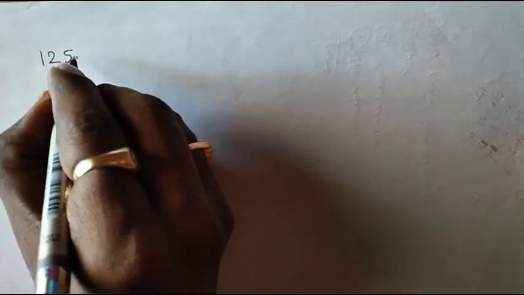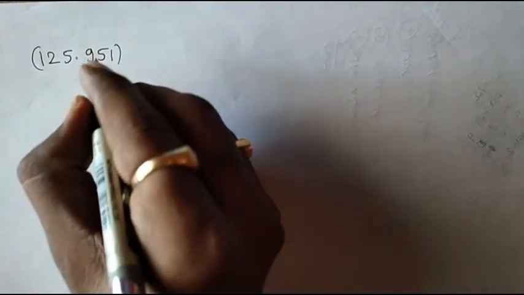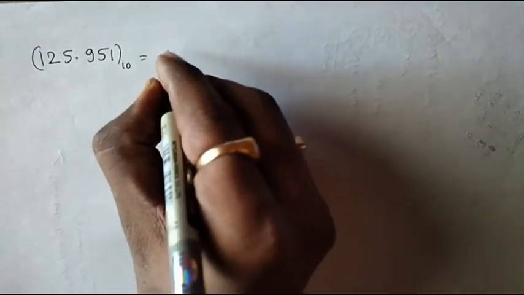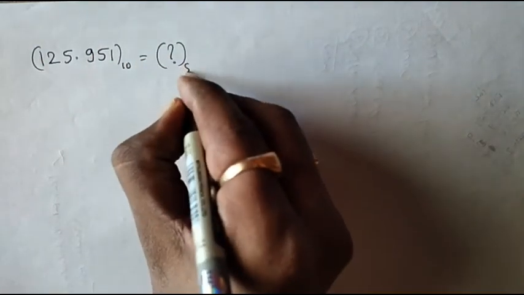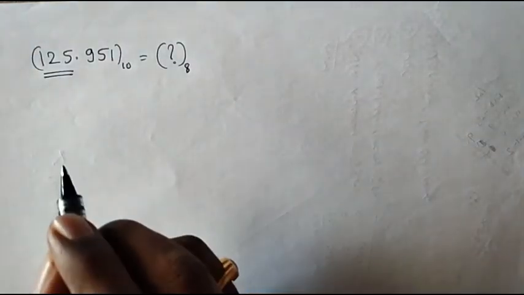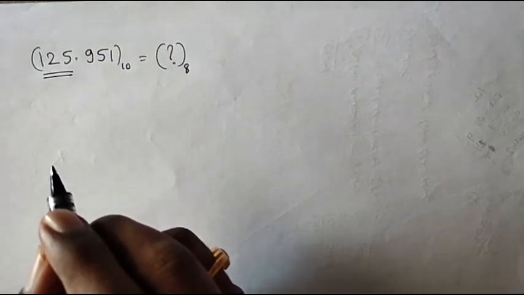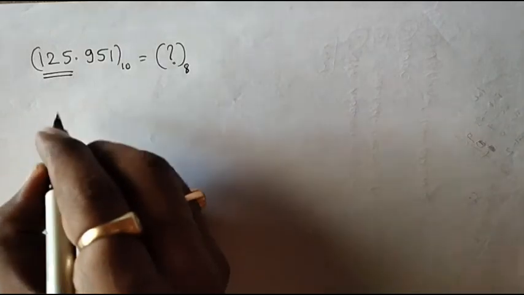Let us take one more example. 125.951 which is in decimal. Let us see what is octal equivalent of this. Here the number contains the fraction part also. In such cases, first consider the full number and convert this into octal by repeated division by 8.